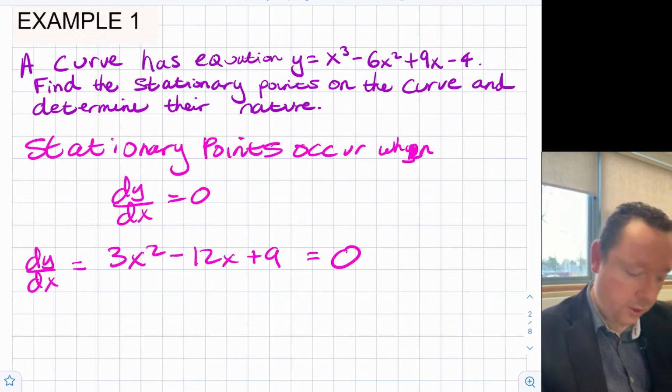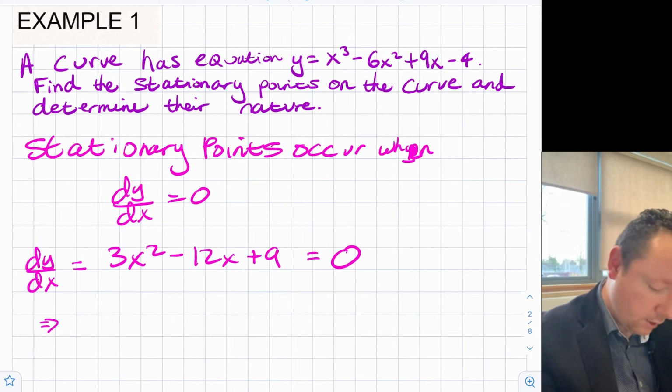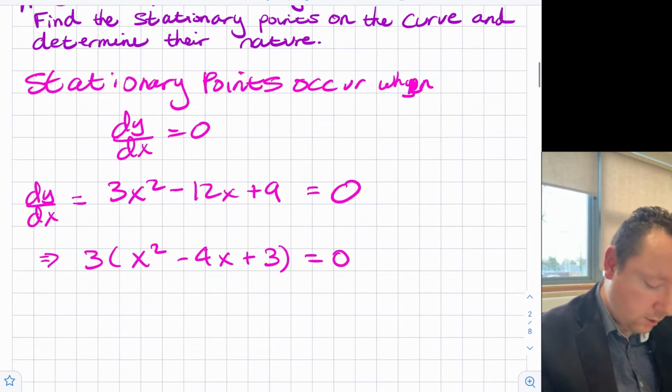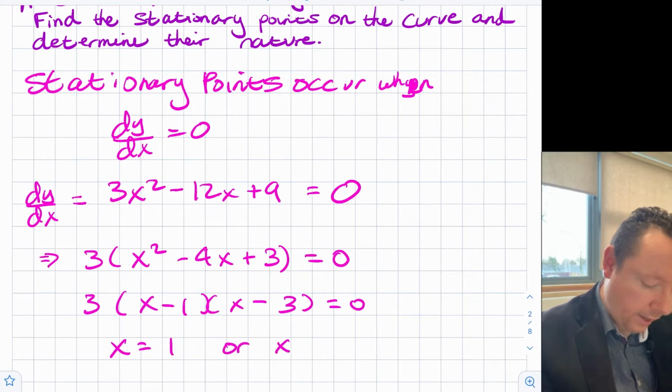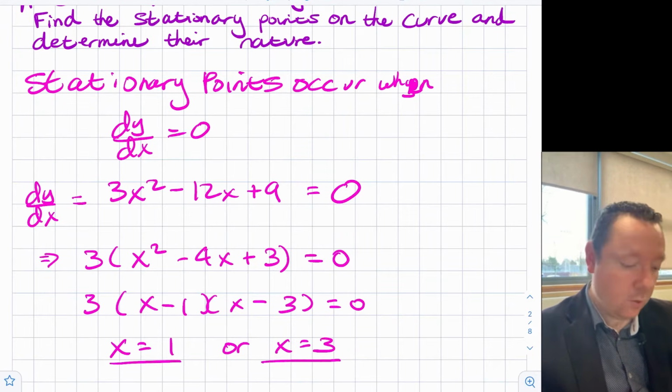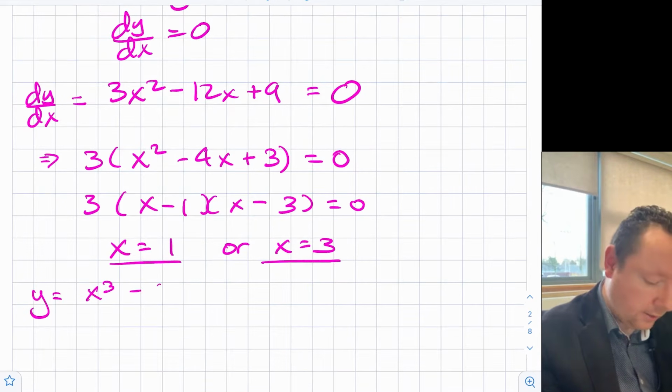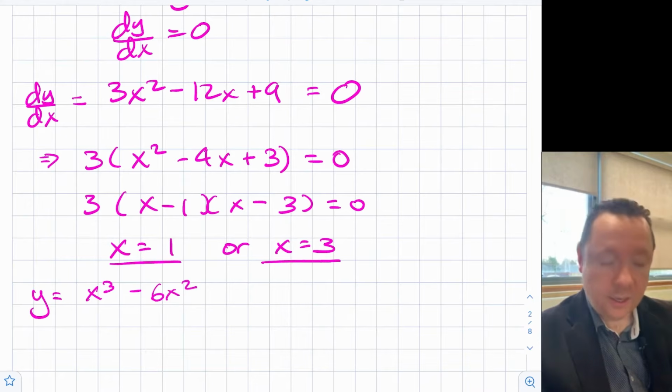So we can take out 3 as a common factor and get x squared minus 4x plus 3 equals 0. That's going to be double brackets because it's a quadratic. It's going to be 3 and 1, and they're both going to be negative. So that means that x equals 1 or x equals 3. We've found the x part of the stationary point, but we need to find the y part, so we substitute it back into y, x cubed minus 6x squared plus 9x take away 4.